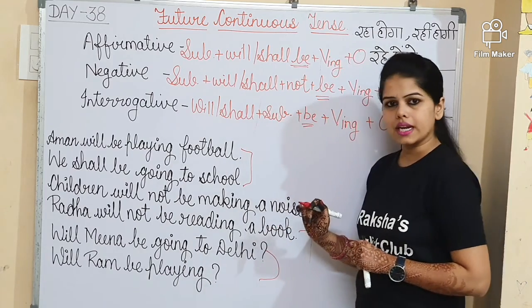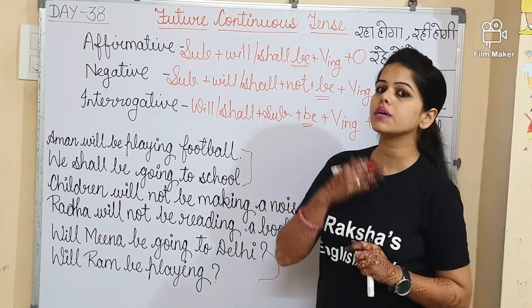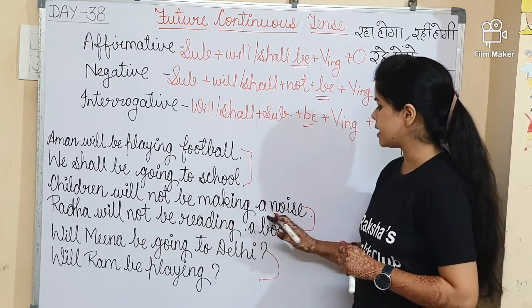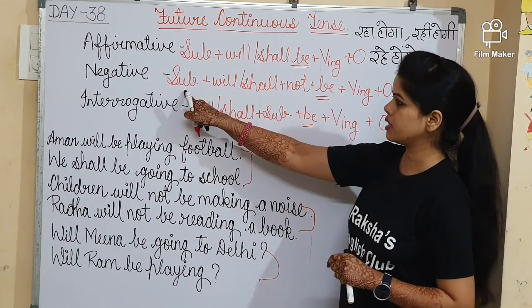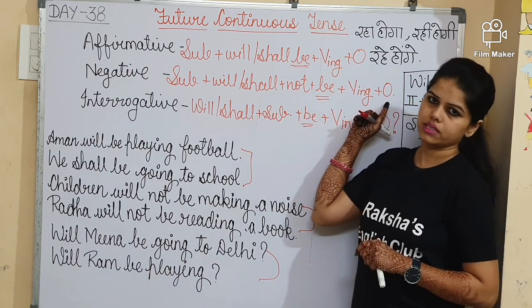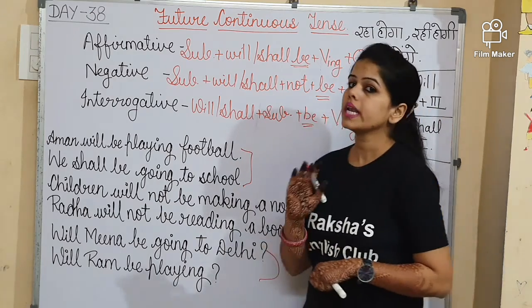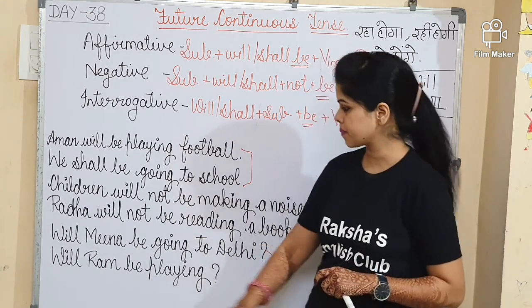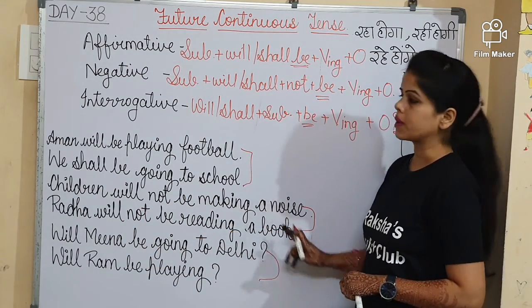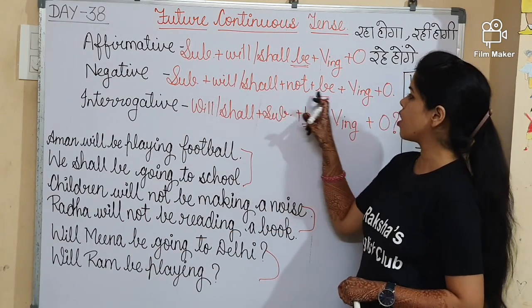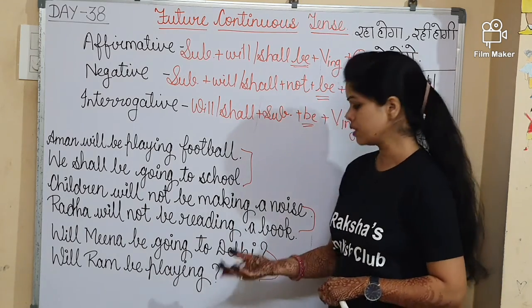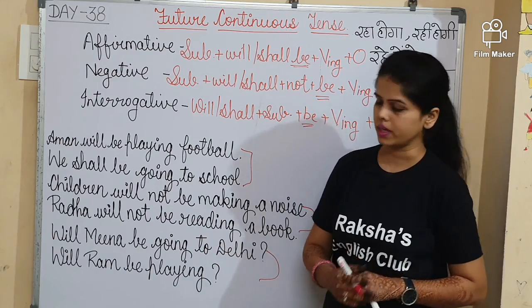नाउ नेगेटिव सेंटेंस. अगर हमें नेगेटिव सेंटेंस फॉर्म करना है अबाउट फ्यूचर कंटिन्यूअस, चिल्ड्रन विल नॉट बी मेकिंग अ नॉइस. बच्चे शोर नहीं कर रहे होंगे. राधा विल नॉट बी रीडिंग अ बुक. राधा बुक नहीं पढ़ रही होगी.